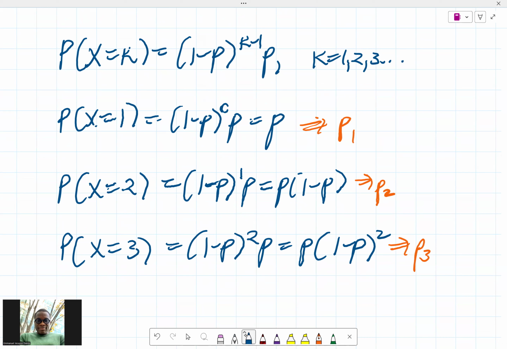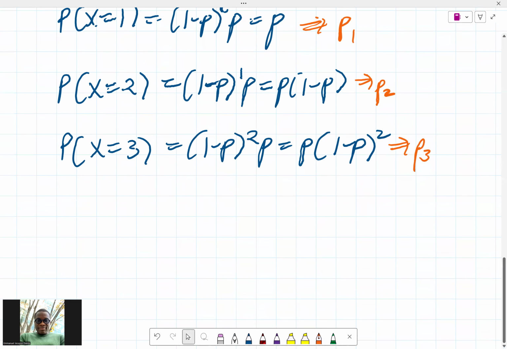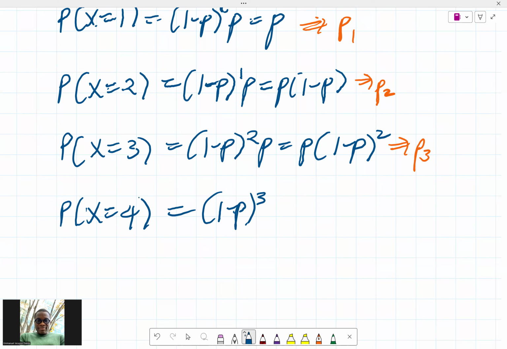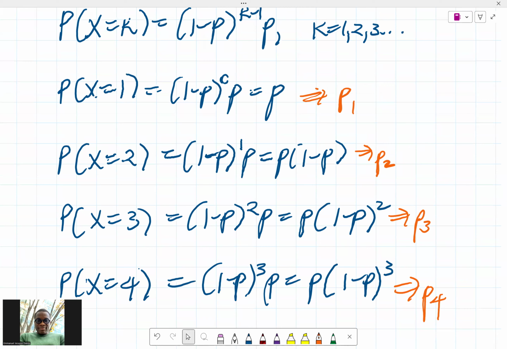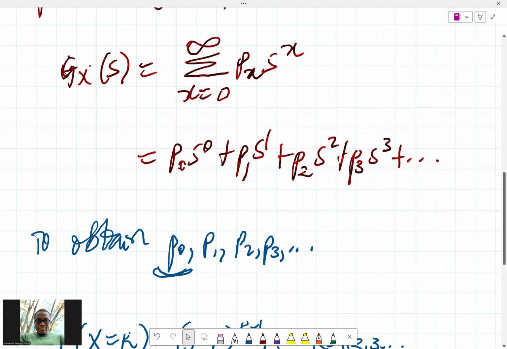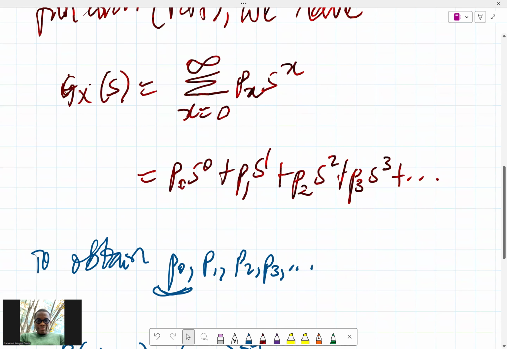In fact, if we stretch it further, we just know it's going to be 1 minus p just increasing. So here we have X equals 4. That means we have (1 minus p) raised to power 4 minus 1, that's 3, times p. So that's p into (1 minus p) raised to power 3. And that is our p4, right?